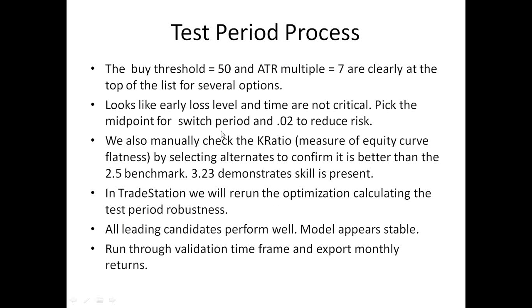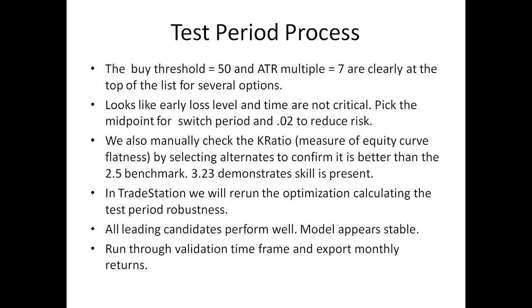Okay, we talked about these thresholds. We talked again about the K ratio. Now this is a key one for me, because one of the things I'm looking for is skill. One of the signs of skill is a flat equity curve. It's hard to get that with luck. TradeStation has a benchmark of 2.5 as a good system. This is over that, and so that starts to tell us that there's some skill there.